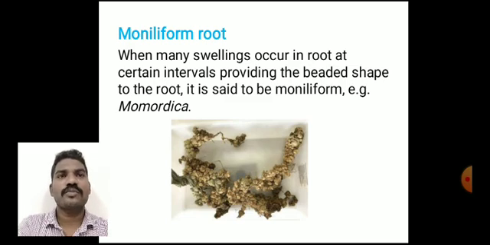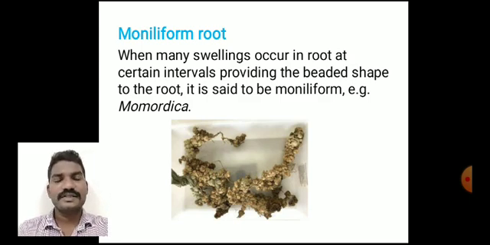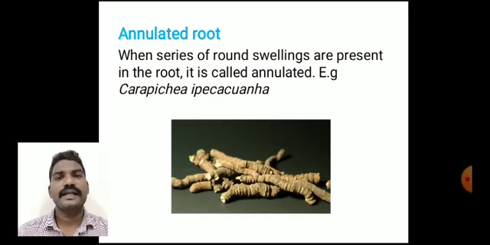This is a moniliform root. In this type, many swellings occur in a root at certain intervals. It provides a beaded shape to the root, so it is called moniliform. This type is generally found in Momordica, that is bitter gourd. And next one is an annulated root. In this type of root, a series of round swellings are present in the root, so it is called annulated root.